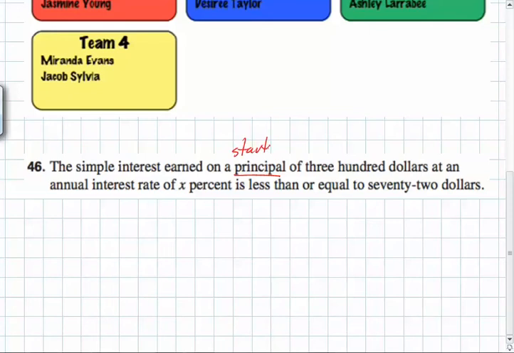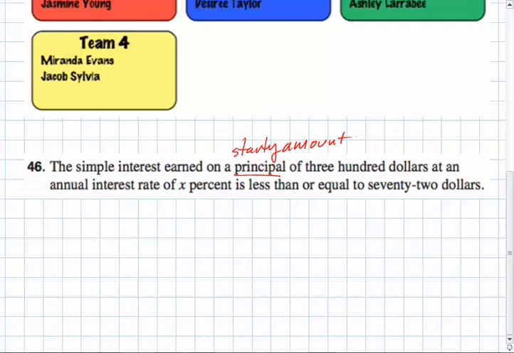So, like if you go to the bank and put money into an account, everybody understands what interest is. Banks pay you so they can do stuff with your money, and they make money because they get higher interest rates with what they do. Anyway, it means the starting amount of $300 at an annual interest rate of X%, the simple interest earned on a principal of $300 at an annual interest rate of X%.